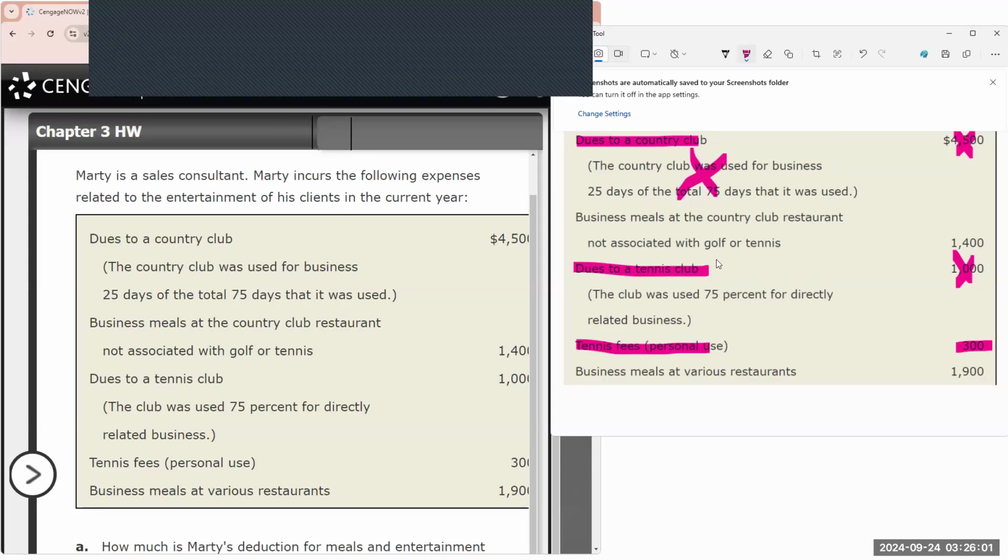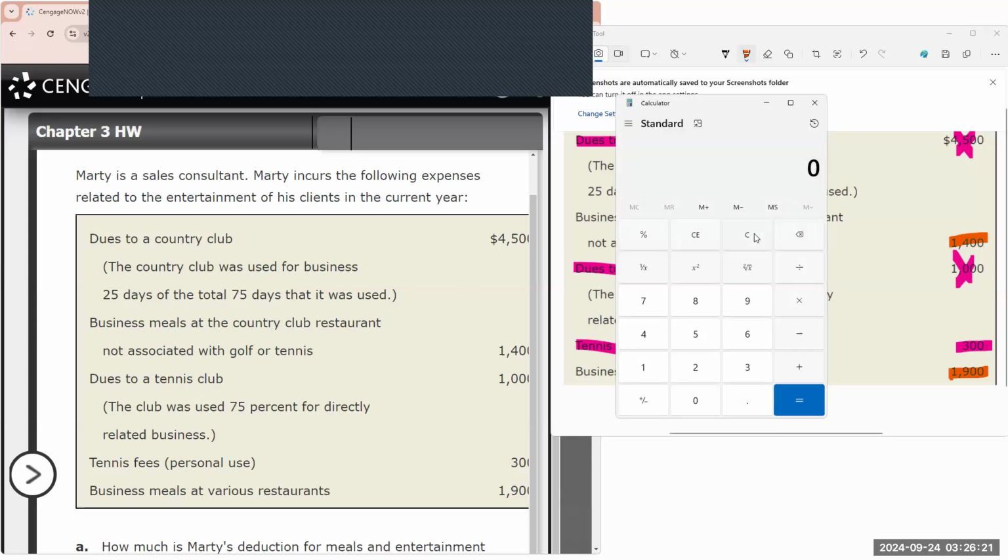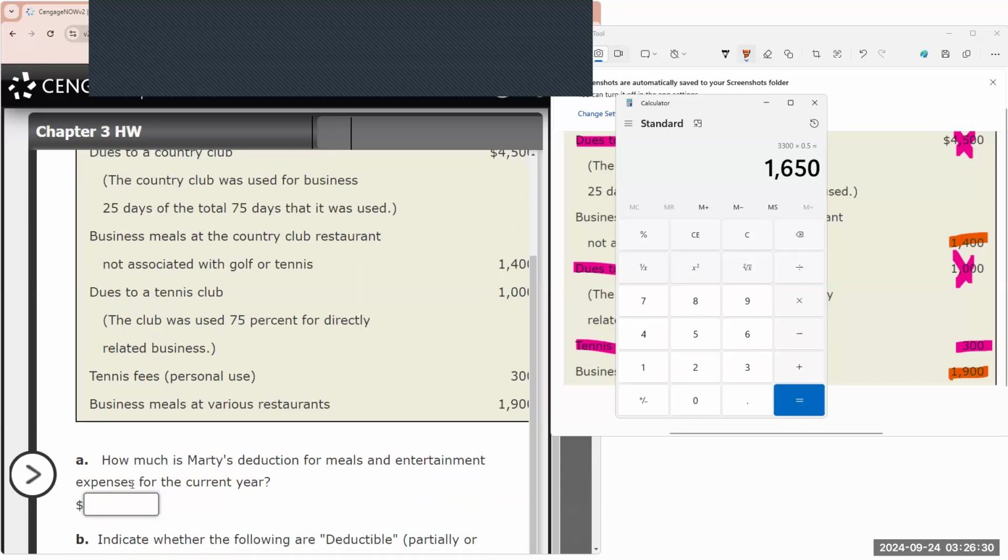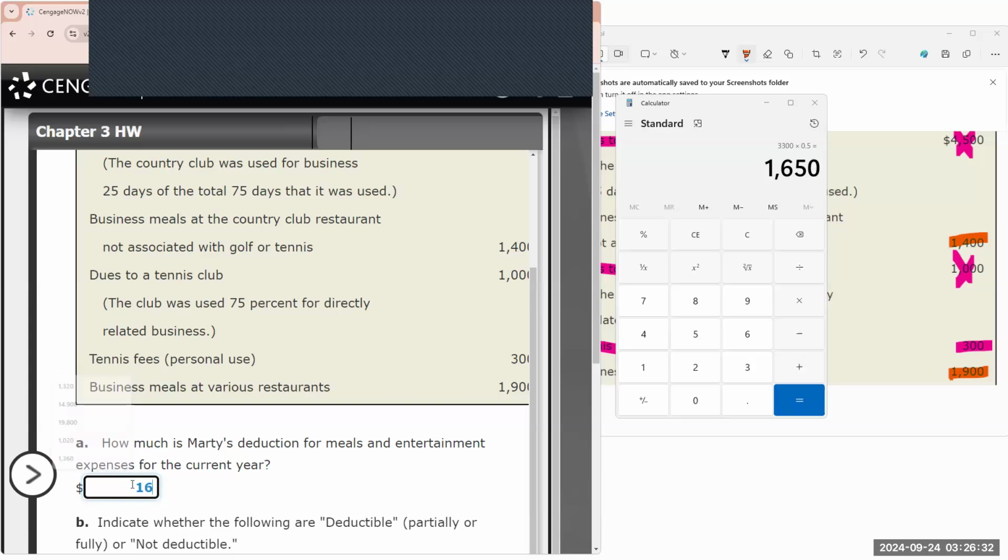I'll just X these out so it makes it a little clearer. What is still left is the business meals at the country club restaurant, not associated with golf or tennis, and the business meals at various restaurants. So this 1,400 and this 1,900, they are both subject to the 50% limitation. So 1,400 plus 1,900 gives us a total of 3,300.